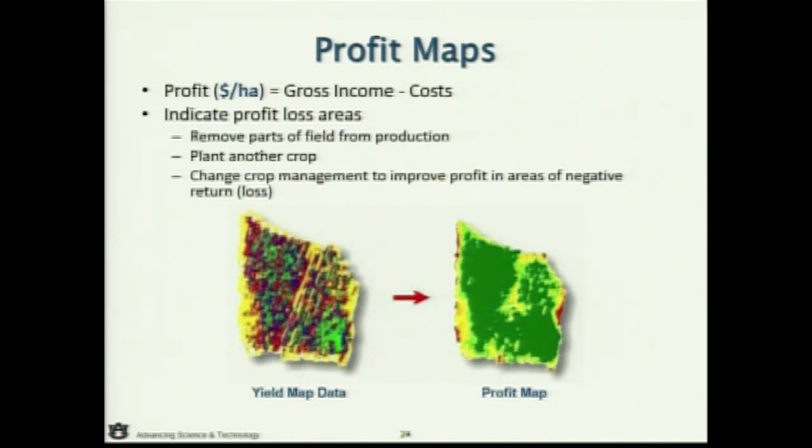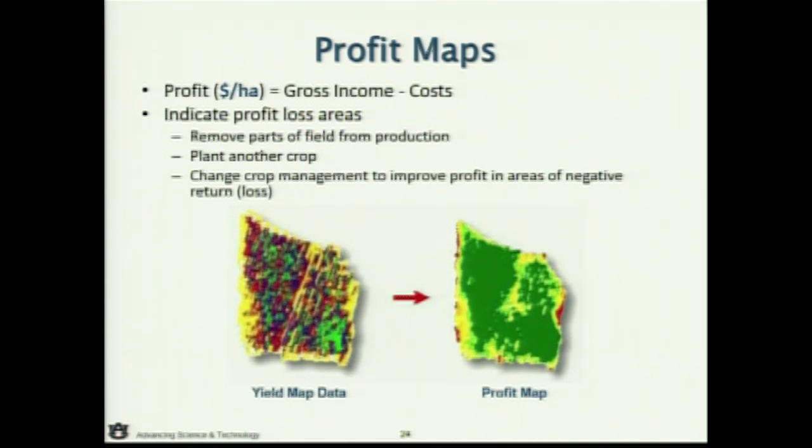If we got a good estimate, we can plug those in. And most of these ag GIS or farm management information systems, you can do this very quickly. You just put in your cost and it'll pop this out for you, and you can see, like normal, along the edges of the field, a lot of times we're not making money. Can I do something different there?